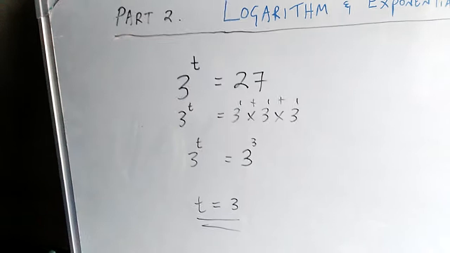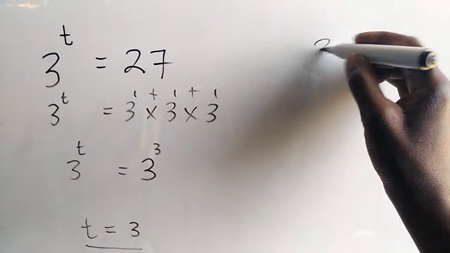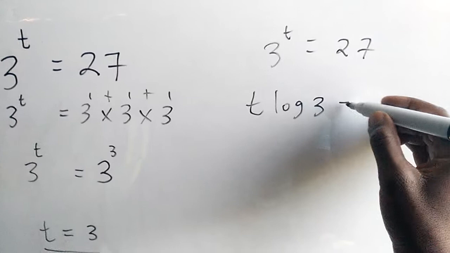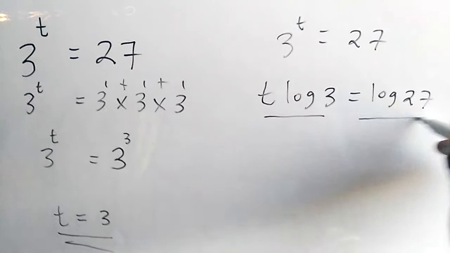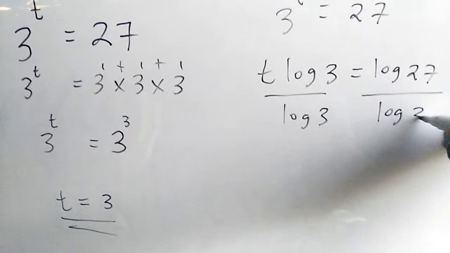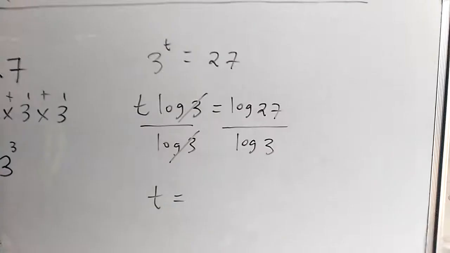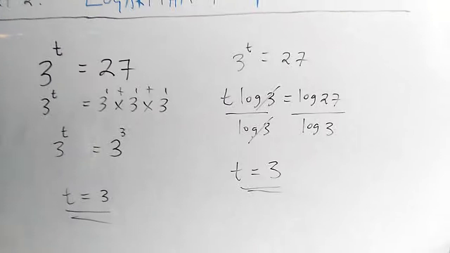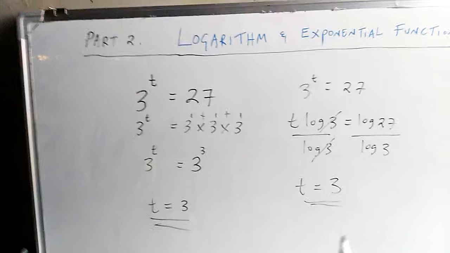Don't forget, 3 to the power of t being equal to 27, this means you drop the power t, introduce the log, even on the other side. Divide through, so we can find the value of t. The moment you get log of 27 divided by log of 3, you get the value of t as that. And so you have t equal to 3, using exponents, using logarithm.